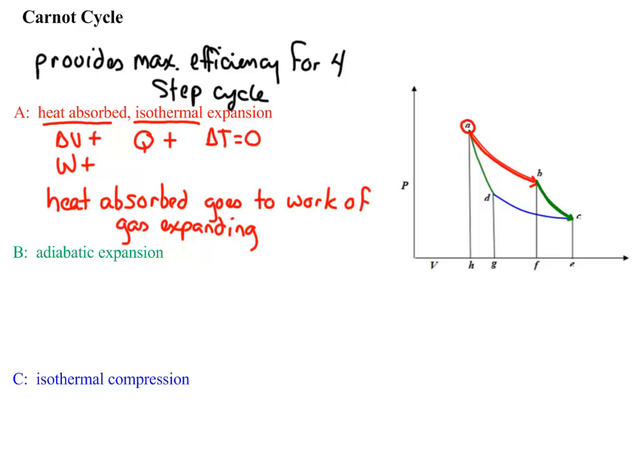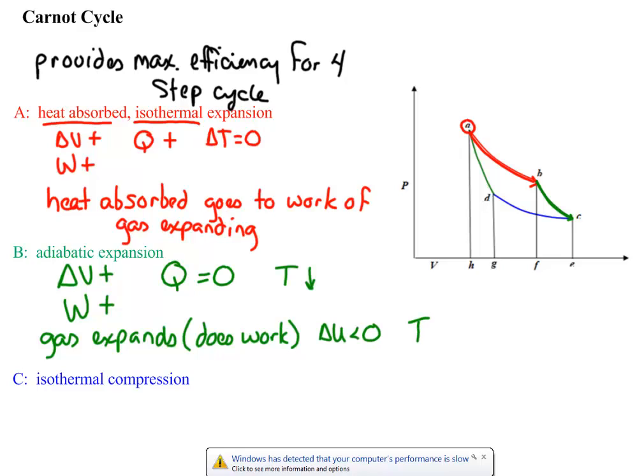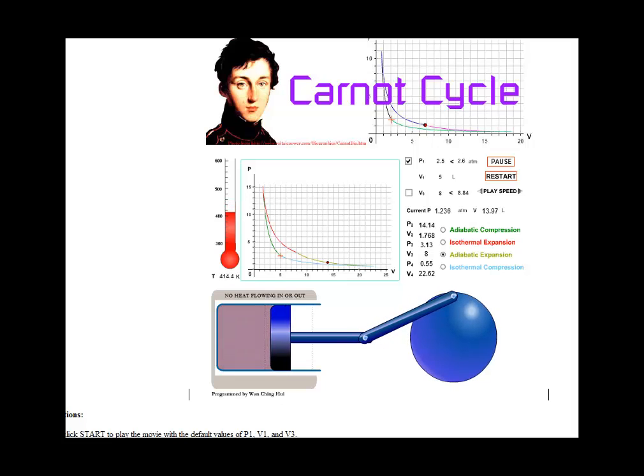For adiabatic expansion, we have a change in volume, as we can see from the graph. That means that work is being done by the gas. We're not adding heat, that's what adiabatic means. But because work is being done and we're not replacing the energy the gas loses by doing work, we have a temperature drop. So the gas is cooling. The gas expands, it does work, and that causes it to lose energy. So internal energy decreases and the temperature drops. That takes us along the green portion.